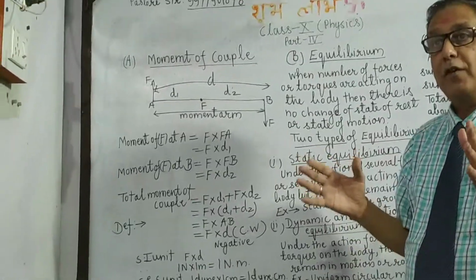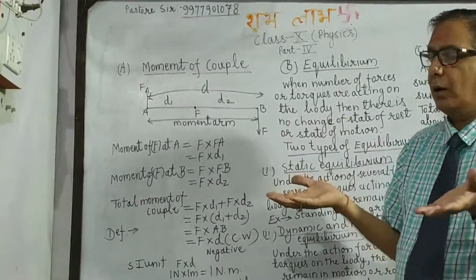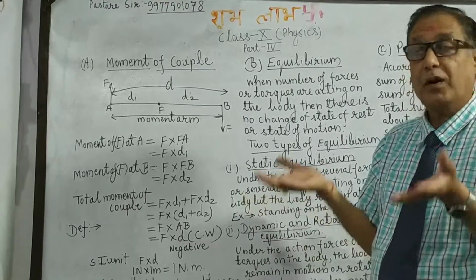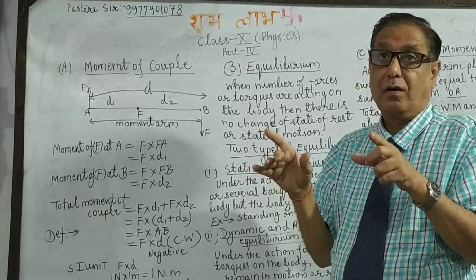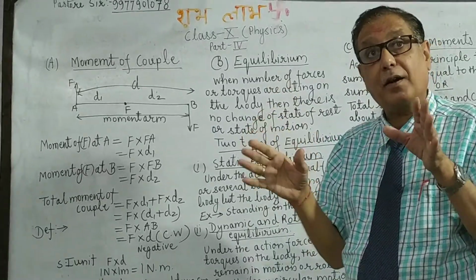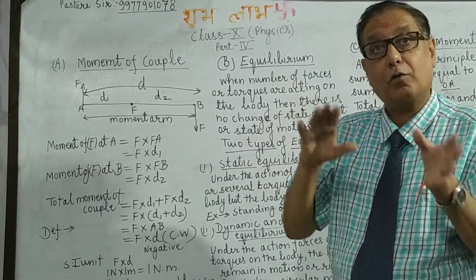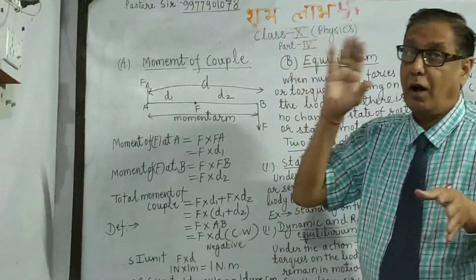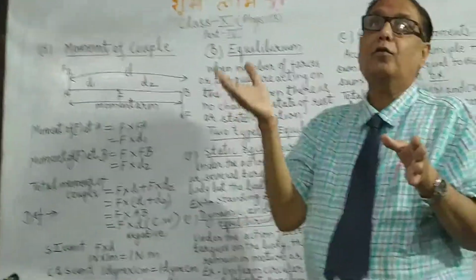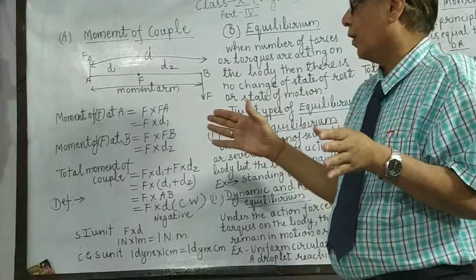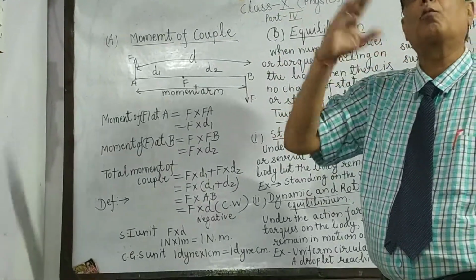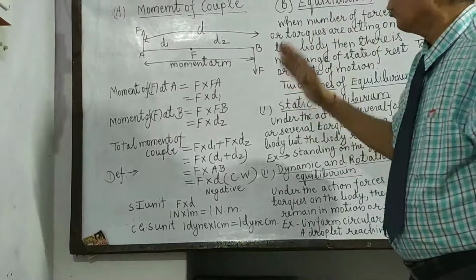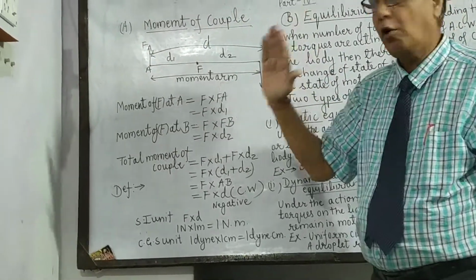Couple means that a couple also rotates the body, but it rotates the body in only one direction. When torques are acting, the body can rotate either clockwise or anti-clockwise. But in a couple, only one rotation is possible, even though two or more forces act on it. So I have already told you about the couple.